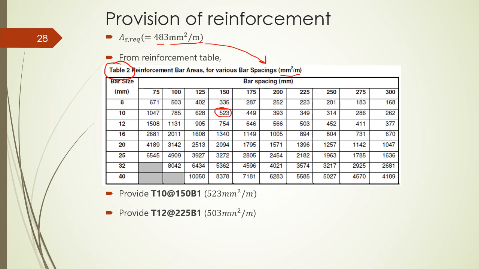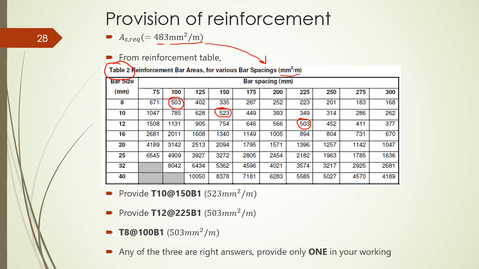Second option will be T12 at 225, which gives us 503 millimeters squared per meter, and T8 at 100 bottom 1, which gives us 503 millimeters squared per meter. Any of the three are right answers. Provide only one in your working.